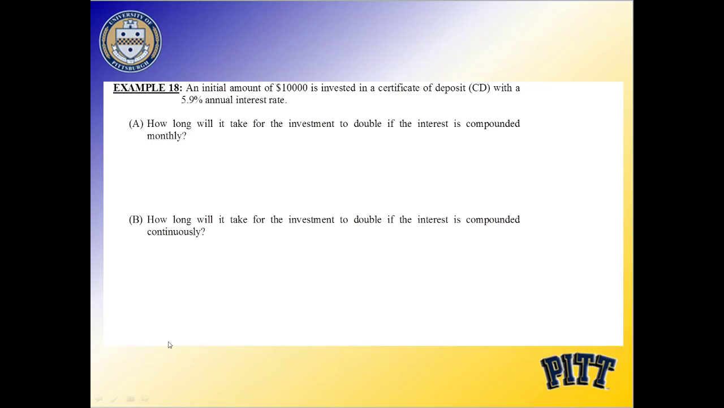So we do have a compound interest formula being the first one here. An initial amount of $10,000 is invested in a certificate of deposit with a 5.9% annual interest rate, APR. How long will it take for the investment to double if the interest is compounded monthly? Okay. So we see this as compounded monthly.